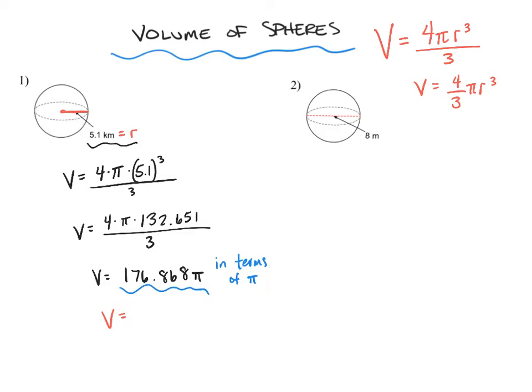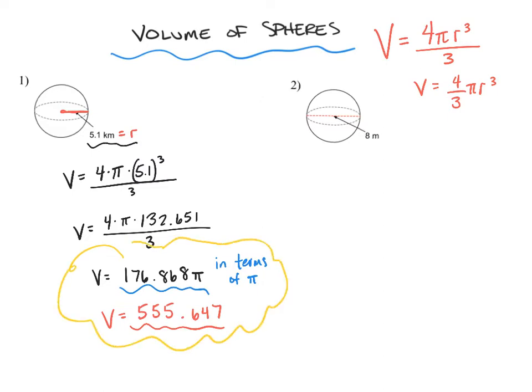So 176.868 times pi, and I get 555.647. Cool, and we'll just go to the thousandths place. And there is a good answer. All right, guys, so you see 2 possible answers. One's in terms of pi, one is a decimal, rounded to the nearest thousandth. I'm going to do that on all these problems: give the answer in terms of pi and the answer rounded to the thousandths place.